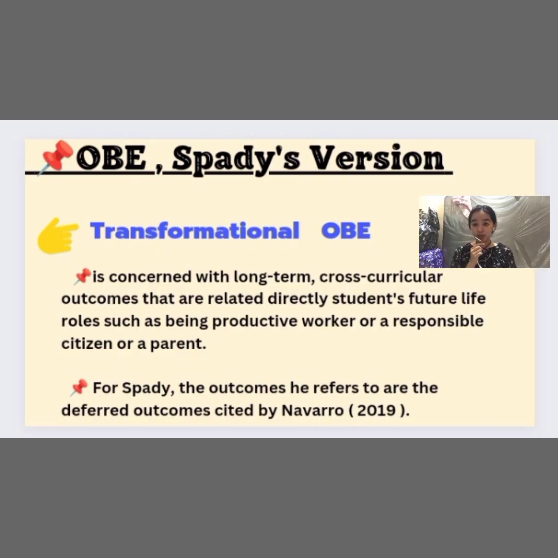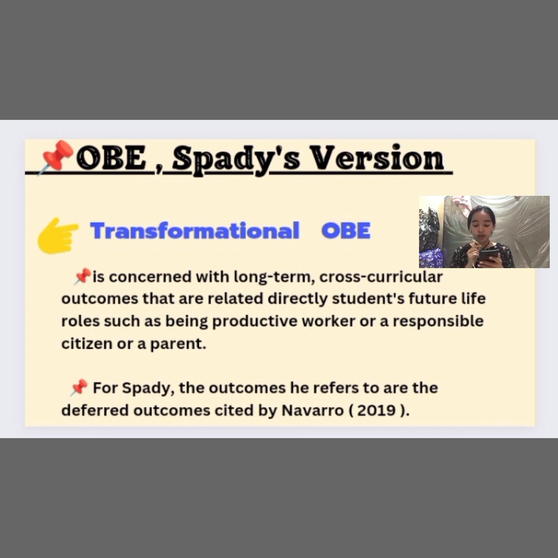Good afternoon, everyone. I am the next reporter, Marian P. Sebel. And now we will be learning about Spady's version of OBE. Spady's version is concerned with long-term cross-curricular outcomes that are related directly to students' future life goals such as being a productive worker or a responsible citizen or a parent.